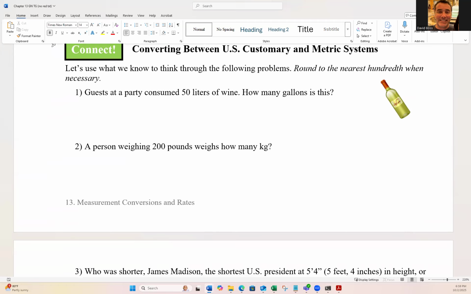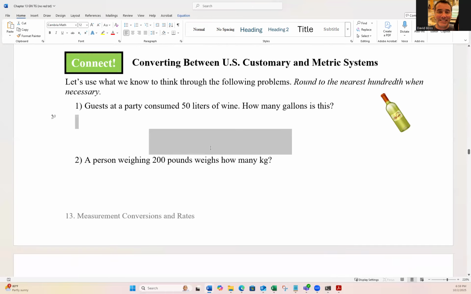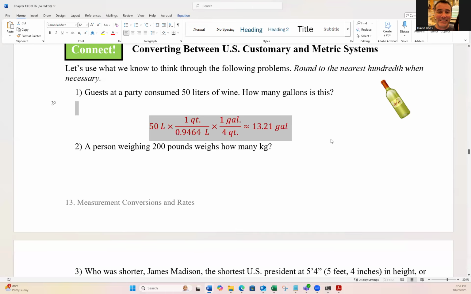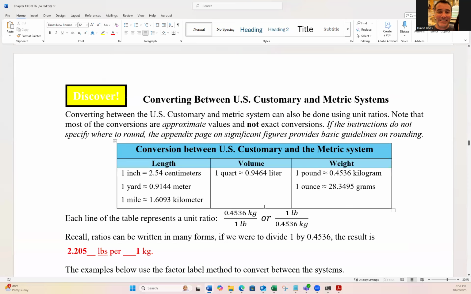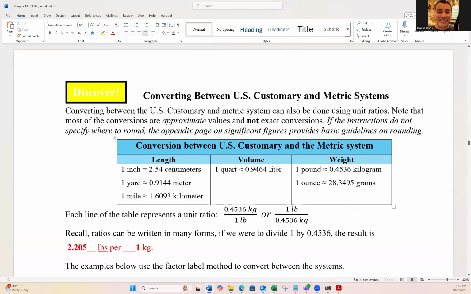Converting between US and metric systems. Okay, let's do some examples. Guests at a party consumed 50 liters of wine. How many gallons is this? So we want to go look at how many liters. I think we have liters to gallons, right? Oh, no, we have quarts. Yeah, quarts. We have quarts to liters.